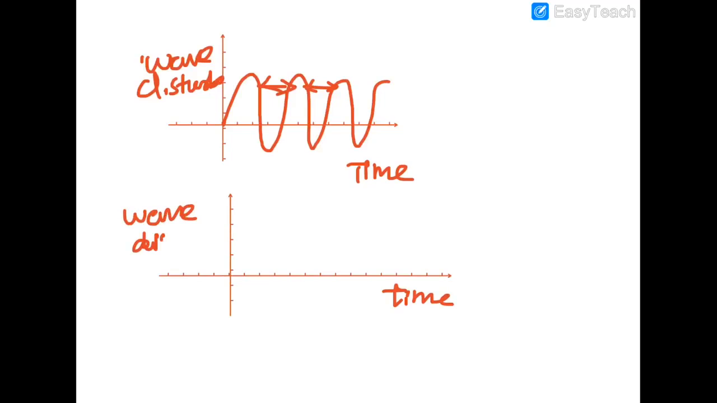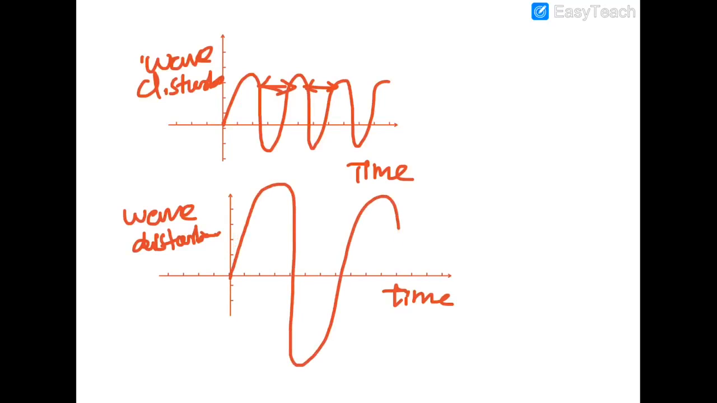When you draw the graph, if you look at the maximum peak position, this is called your maximum point. From the mean position, this is called your amplitude. Amplitude is generally denoted by A. So amplitude is nothing but the maximum displacement from the mean position.